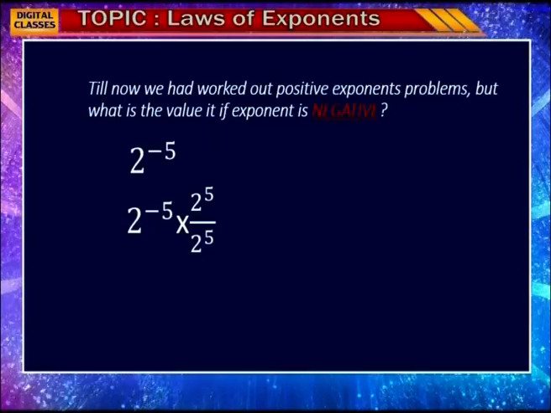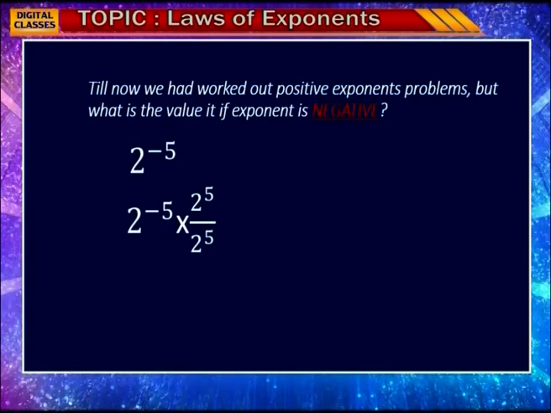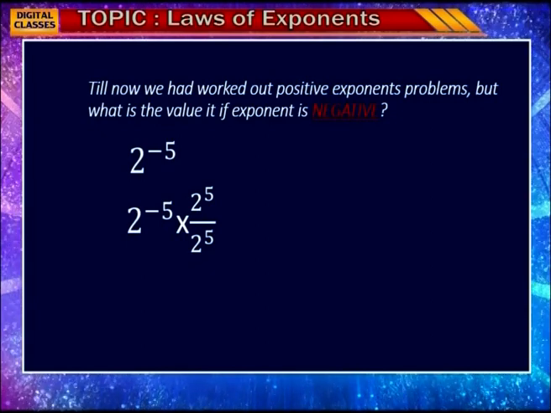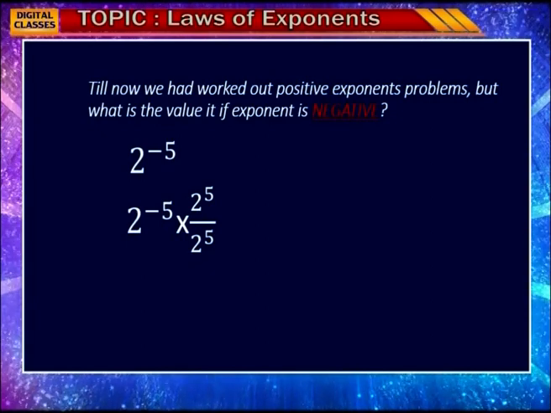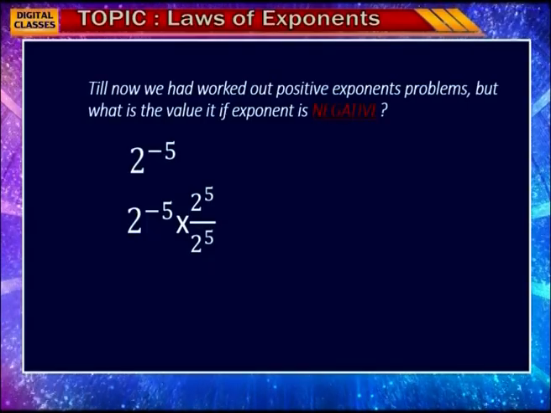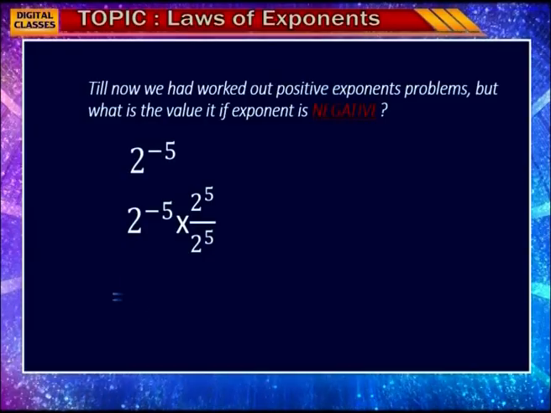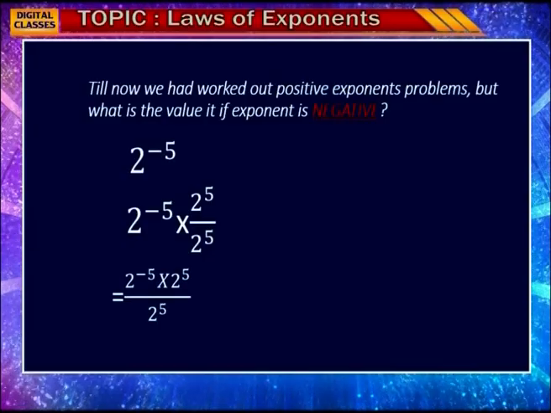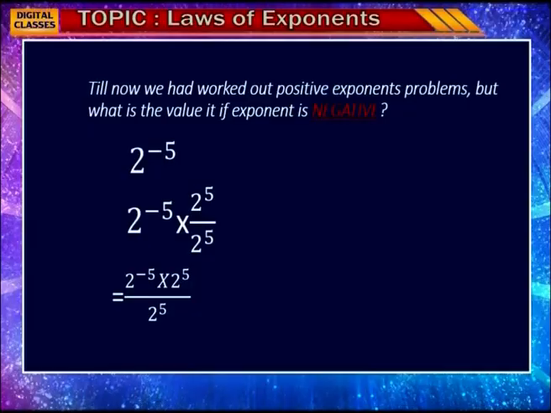We are multiplying 2 to the power of minus 5 with 2 to the power of 5, and dividing by 2 to the power of 5. We are multiplying and dividing. Okay, now what happens? 2 to the power of minus 5 into 2 to the power of 5.